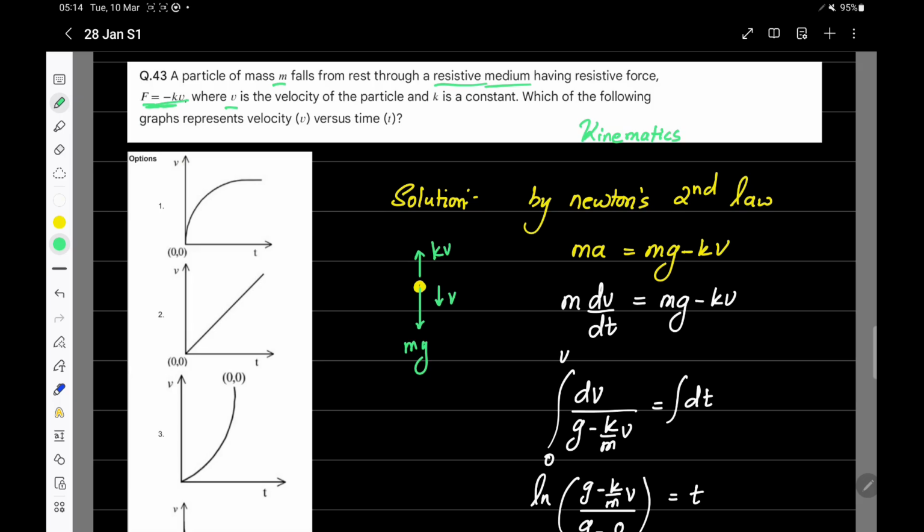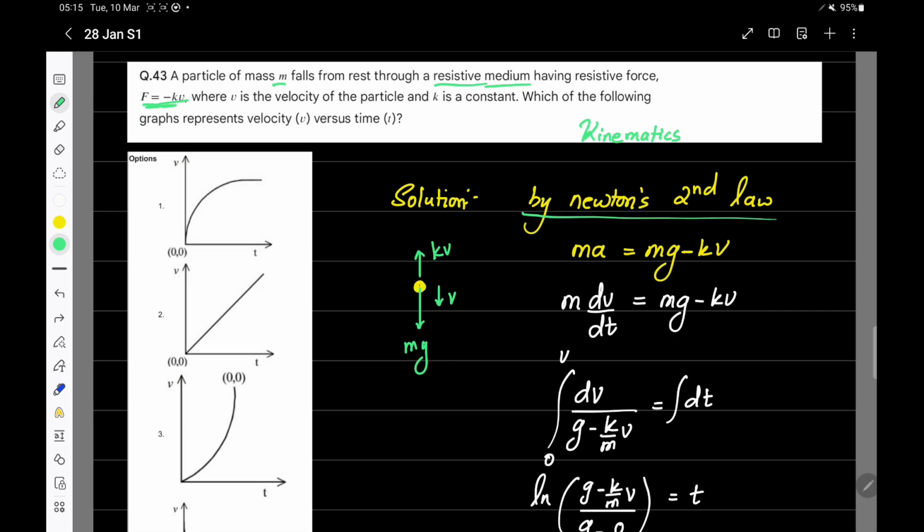So, here there is a particle which is falling in a resistive medium and the resistive force acting on it is minus kV, where V is velocity. It means that whatever will be the direction of velocity, the direction of resistive force will be opposite to that. Let us say initially it has no velocity, right? So it will just start falling downwards due to mg and it will gain a speed v downwards. Then the resistive force kV will act upwards.